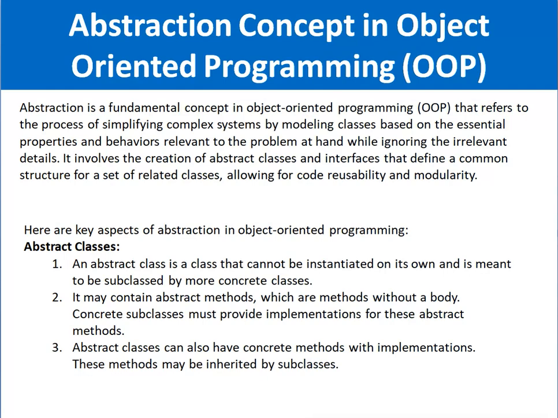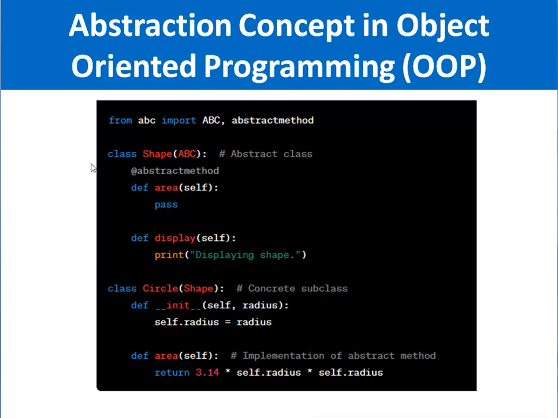Now let me give you an example here so that you can have an idea of what is actually going on. See, this is a class Shape(ABC), and it has an abstract method def area(self): pass, and def display(self): print display shape. So this is the abstract class Shape, and this is the abstract method def area. Now see here, friends, this is the method which doesn't have any body. It is just mentioned here.